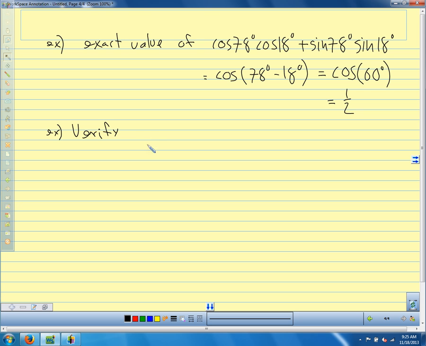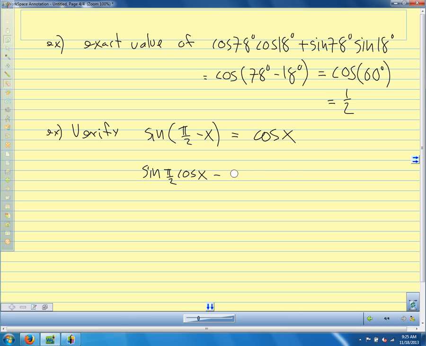Verify that the sine of pi over 2 minus x equals cosine of x. Well, we have a difference formula that we can apply here. The sine of pi over 2 minus x is the sine of pi over 2 times the cosine of x minus the cosine of pi over 2 times the sine of x.